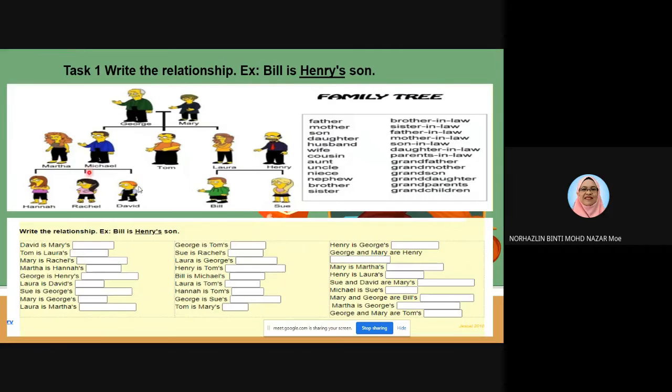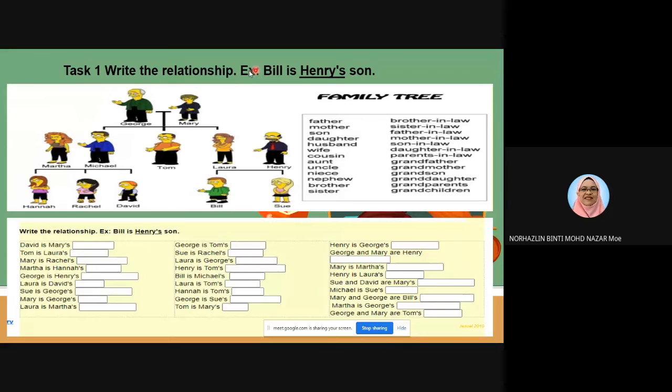Okay, look here, you will see this in your Google Classroom. We do just a little here. Later you go to your Google Classroom and complete all these tasks. Task one: write the relationship. Example, Bill. Where is Bill? Let's look here. We have George, Mary, Martha, Michael. George and Mary have children: Michael, Tom and also Laura. Michael is married to Martha, Laura is married to Henry. Martha and Michael have three children: Hannah, Rachel, David. Laura and Henry have two children, Bill and also Sue.